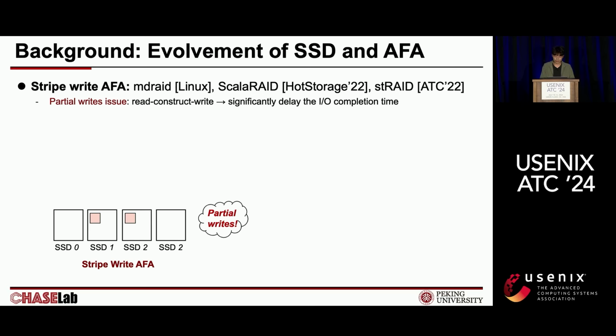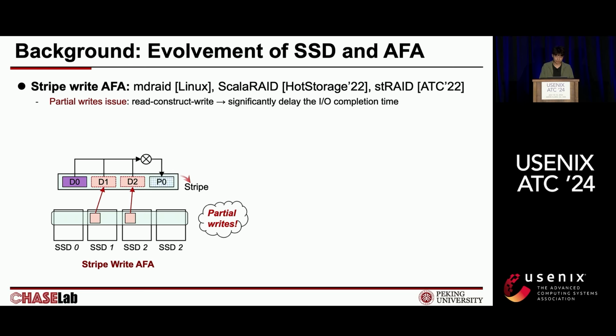Specifically, when the write data size is smaller than the strip, the AFA engine must read the missing data belonging to the same strip out. Then, the host can calculate the parity for this strip. Finally, both data and parities will be written back to SSDs. Partial writes introduce extra reads and intensive parity updates, which significantly delay the I/O.